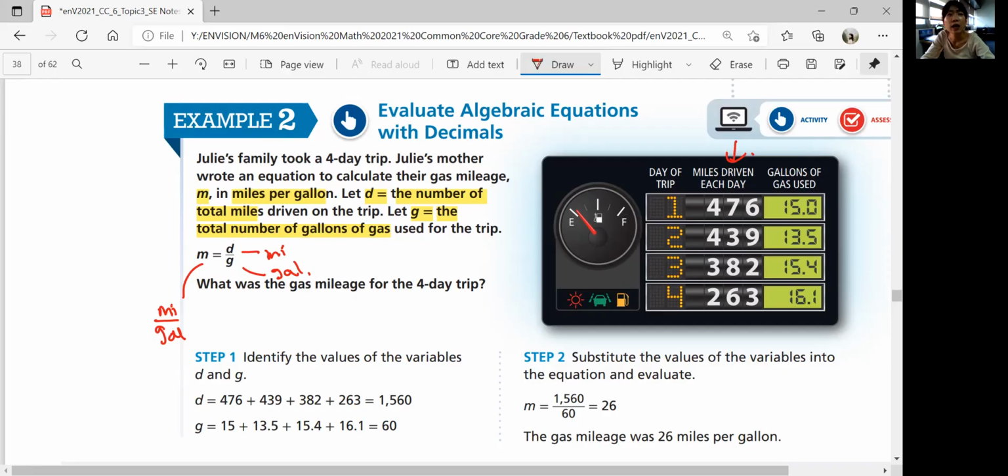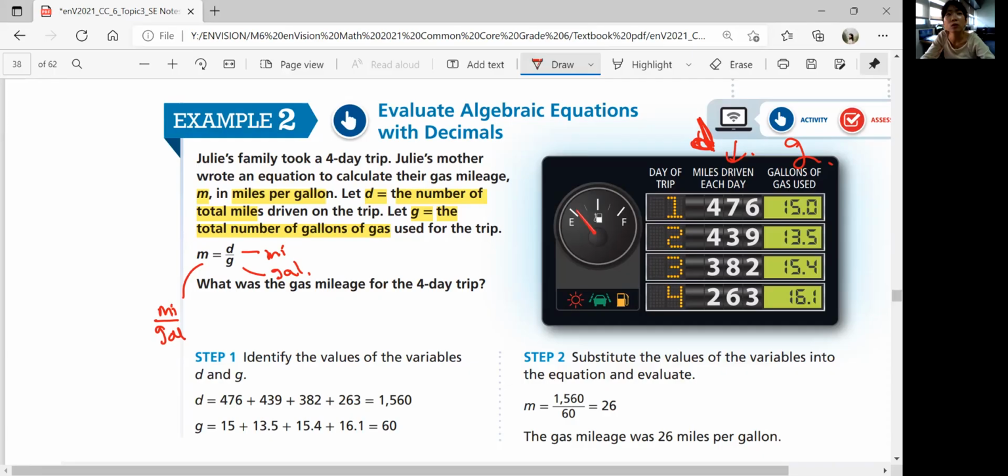Miles driven each day. The total miles driven on the trip. So it's going to be part of D, okay? Part of these. Okay, these are going to be these. Gallons of gas used. Okay, these are parts of G, gallons, okay? And so you want to figure out the gas mileage, which is M for the 4-day trip.